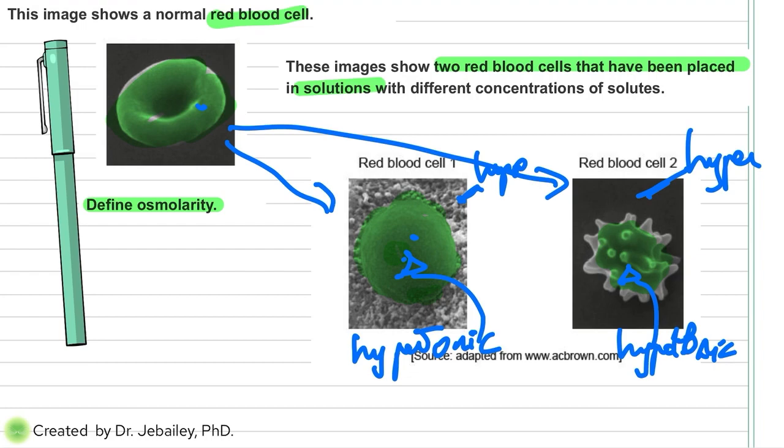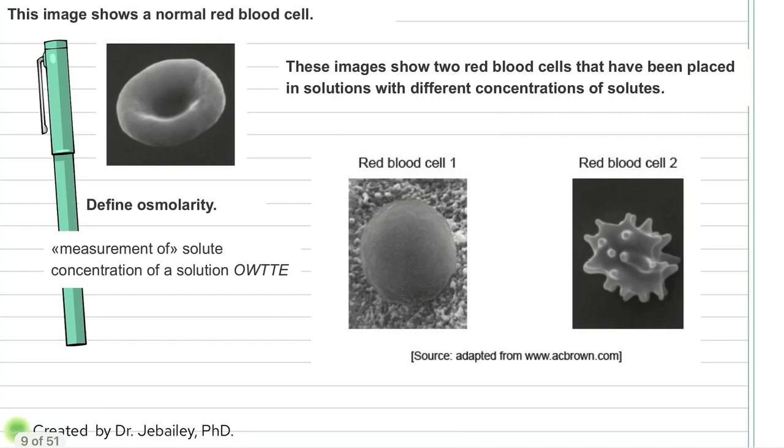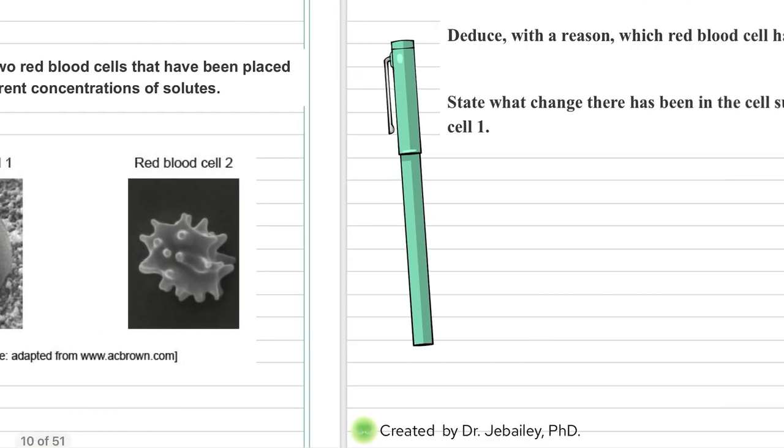And osmolarity just means how much solute there is in a certain amount of solution. It's not how much osmosis is happening, it's how much solute there is in a solution. So you can say it's the measurement of solute concentration of a solution. It's like how much salt there is in a liter of water. That's what osmolarity is. So make sure you give the definition of osmolarity. Now let's go for another question.